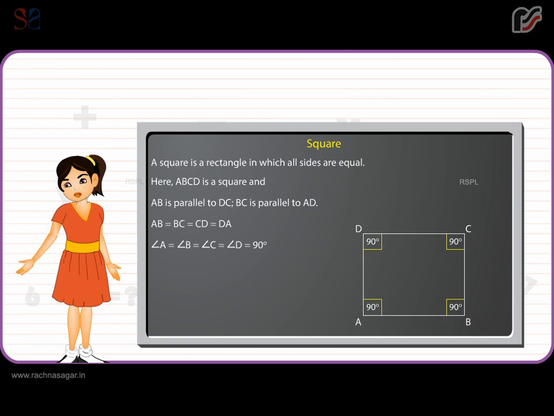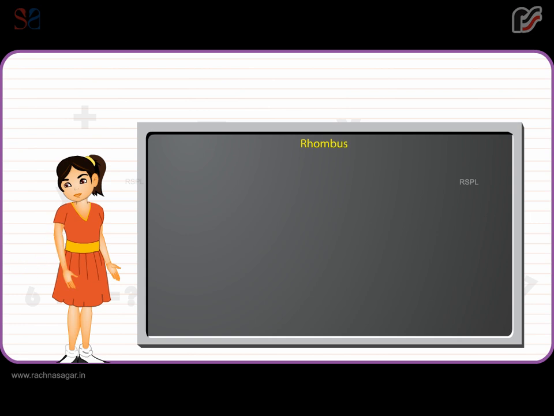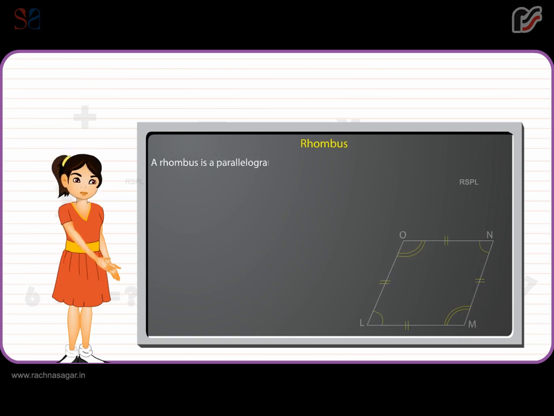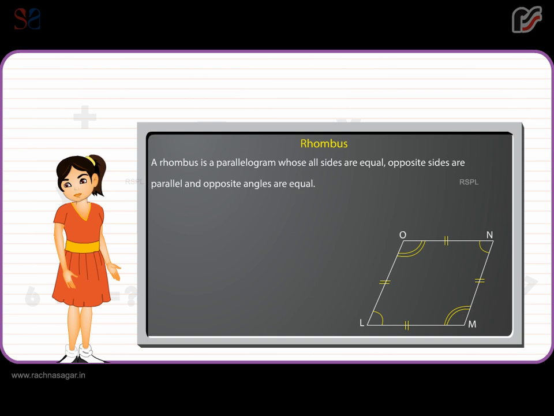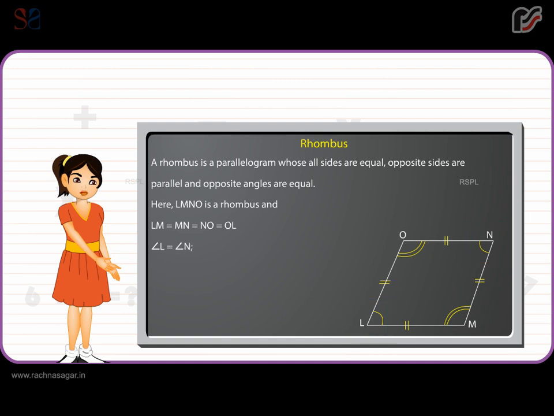Rhombus. A rhombus is a parallelogram whose all sides are equal, opposite sides are parallel, and opposite angles are equal. Here, LMNO is a rhombus and LM is equal to MN, is equal to NO, is equal to OL. Angle L is equal to angle N, angle O is equal to angle M, LM is parallel to ON, OL is parallel to NM.